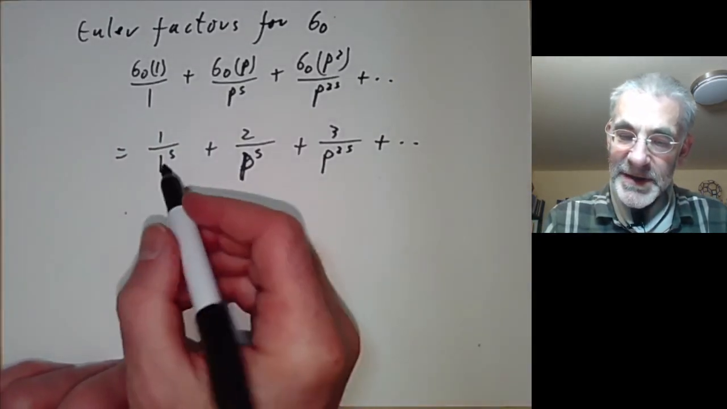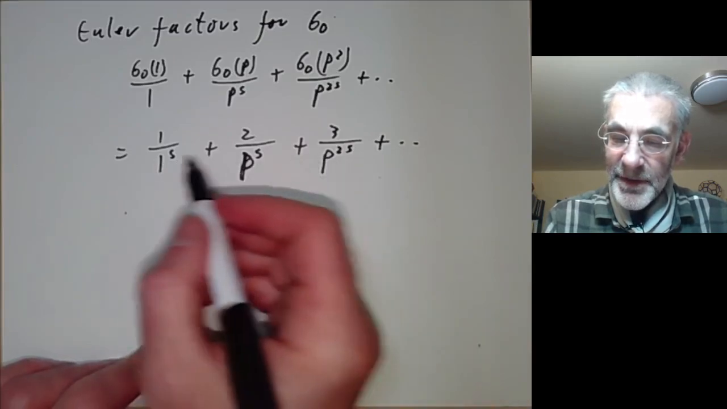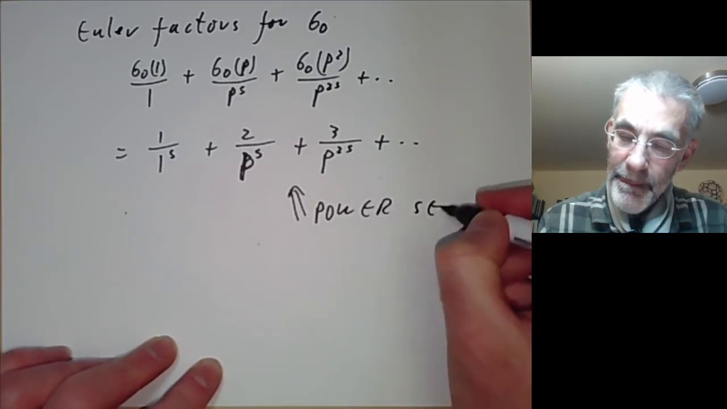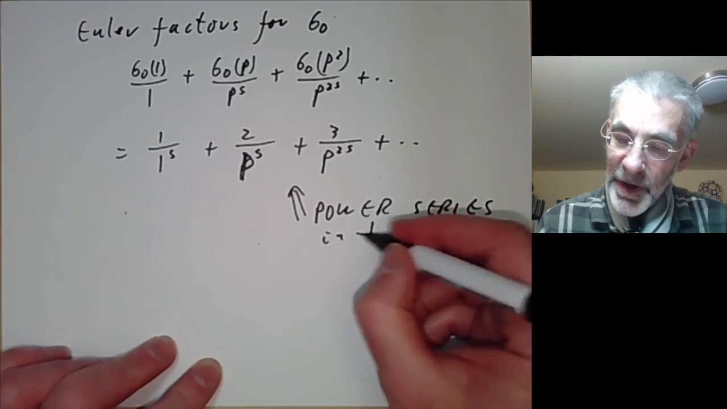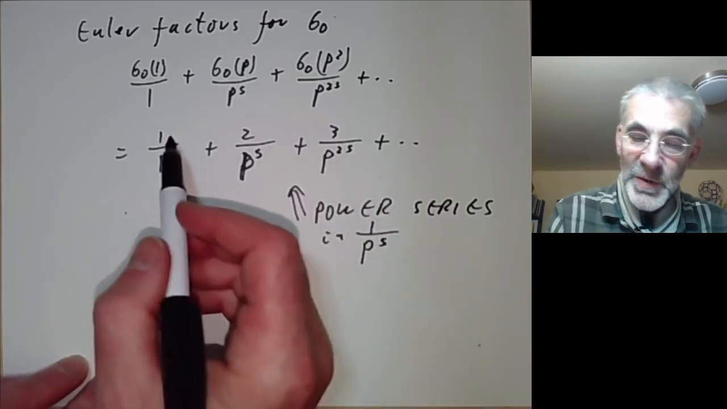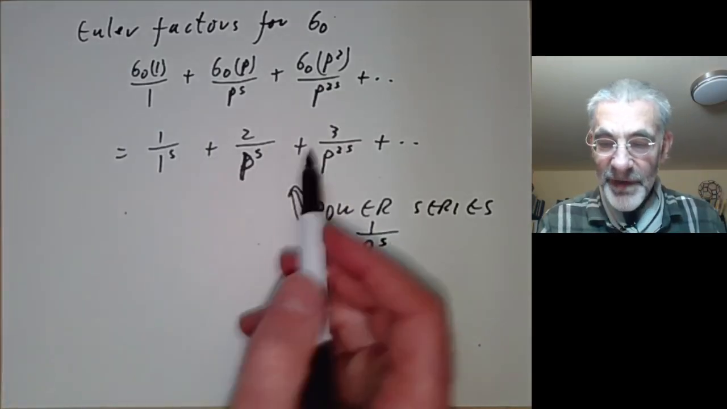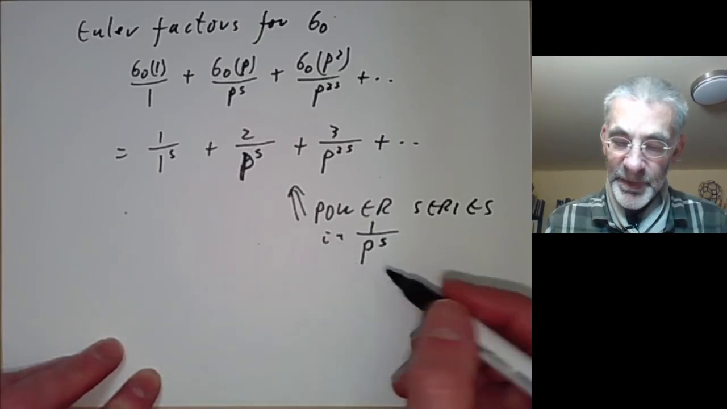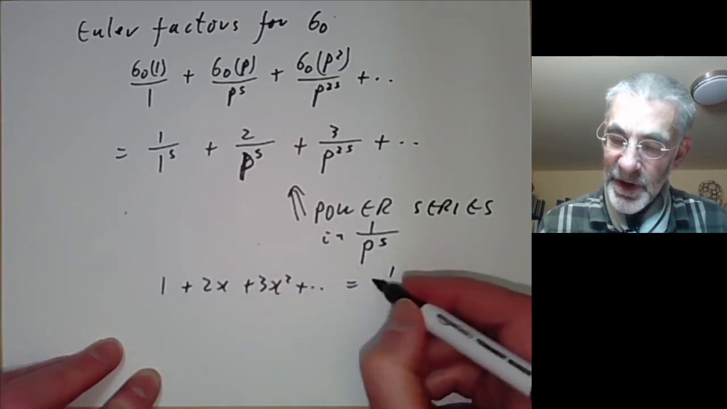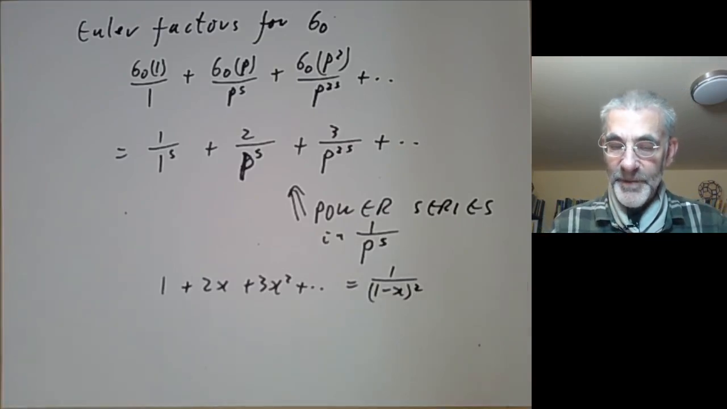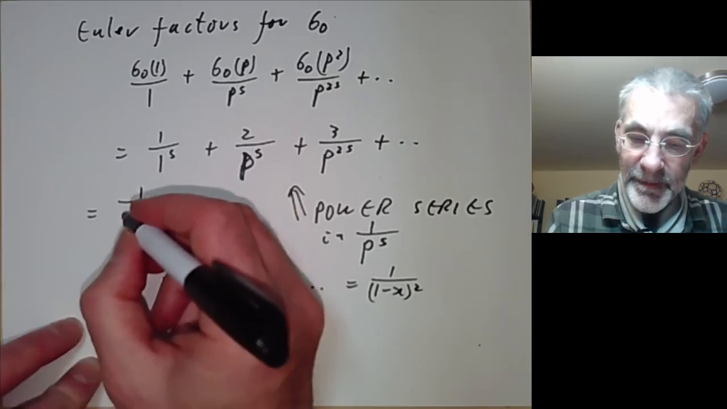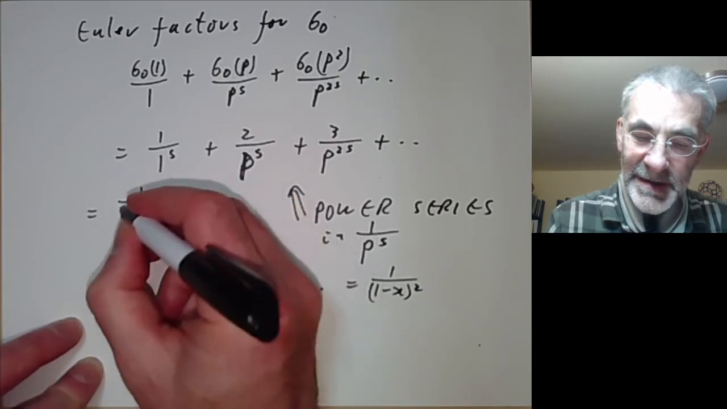You in fact notice that the denominators are now essentially just making this into a power series in 1 over p to the s. So if we restrict to the terms that involve a power of p, then Dirichlet series just become power series. So Euler factors turn out to be power series, which are much easier to evaluate. Now we recall that 1 plus 2x plus 3x squared, and so on, is equal to 1 over 1 minus x, all squared. So this power series here is just equal to 1 over 1 minus p to the minus s, all squared.